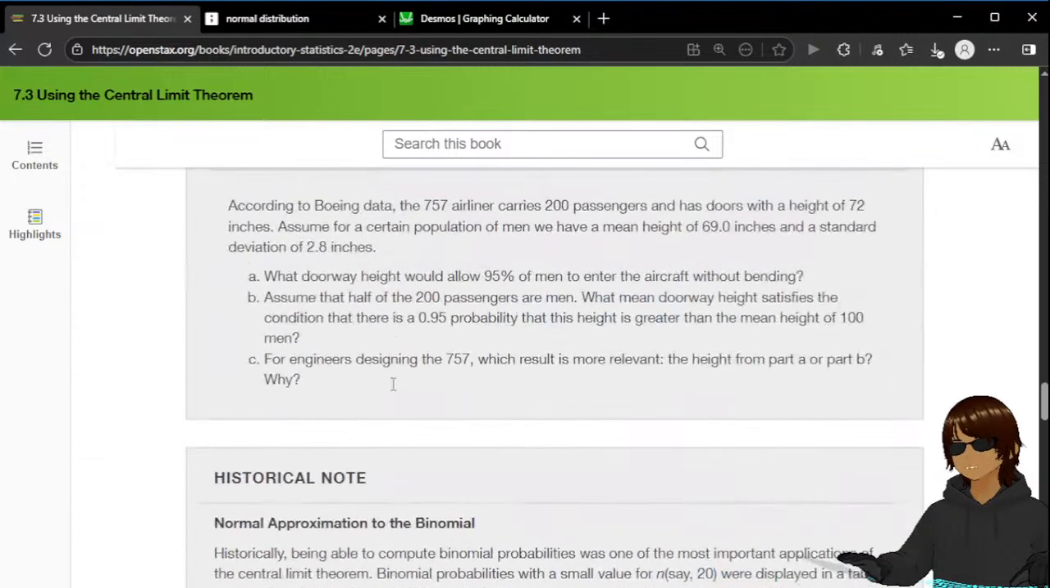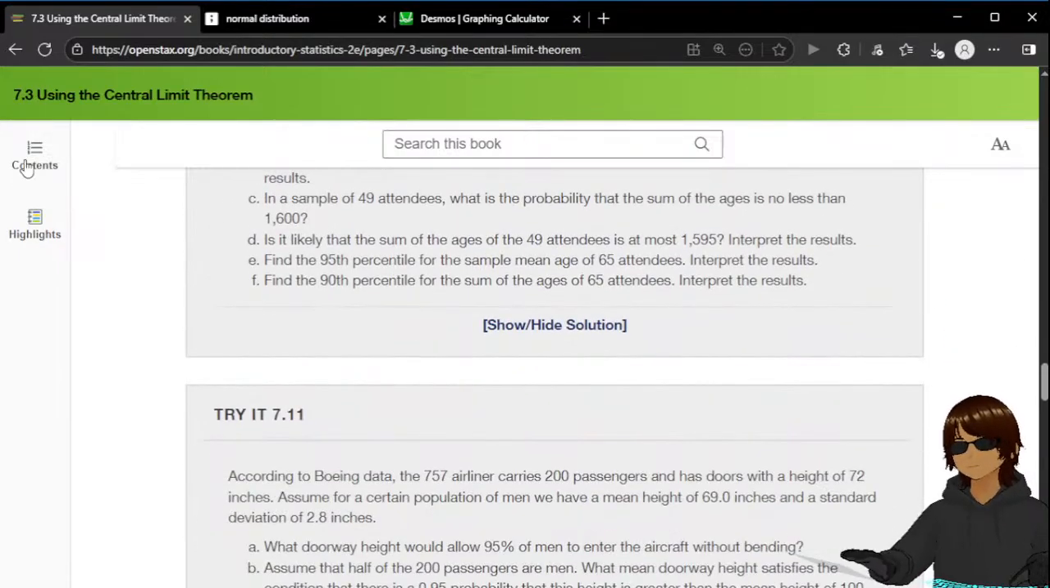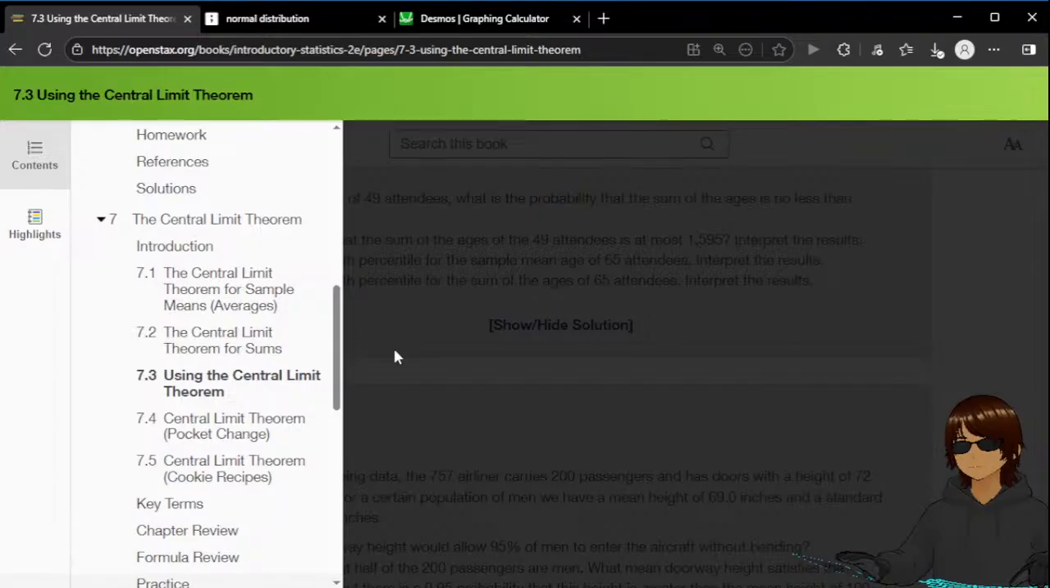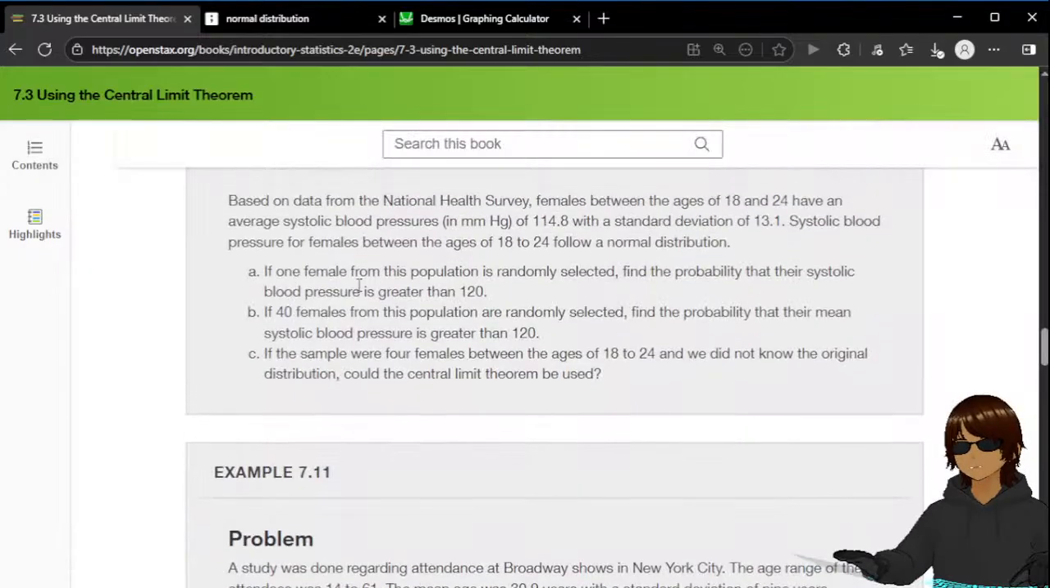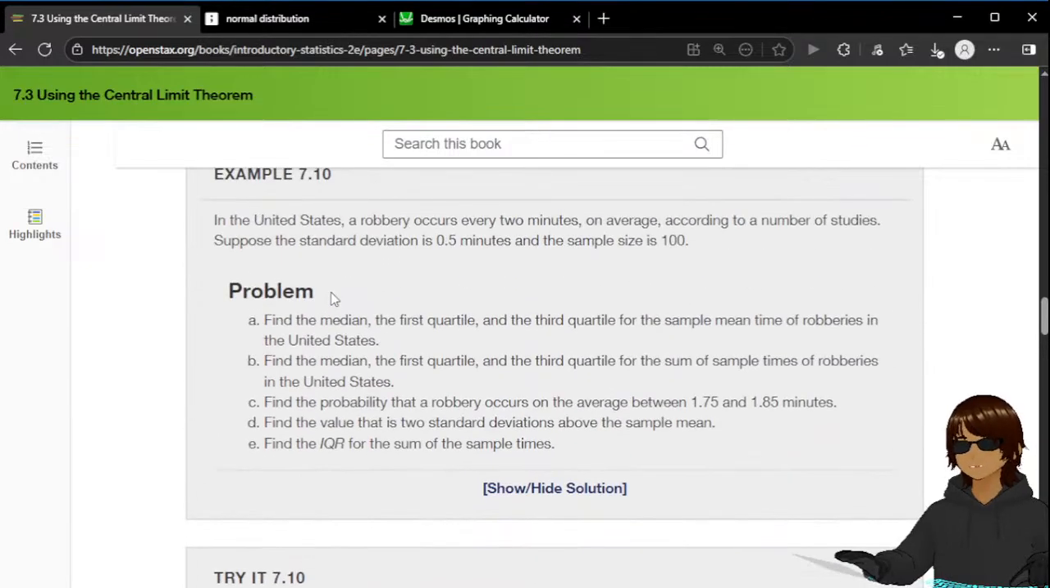I'm feeling a bit sleepy, so I'm going to be rushing through this. I mean, this is the only last chapter that's left because the other ones are exercises.